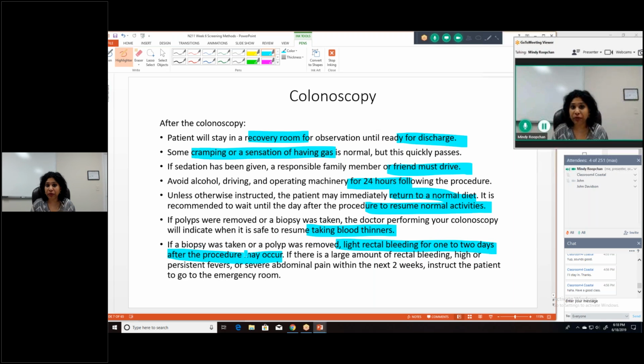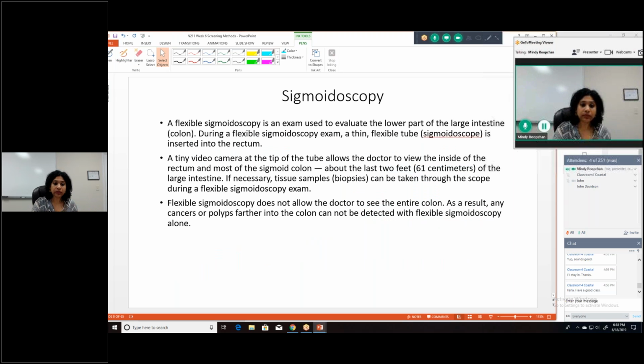If there's a high amount of rectal bleeding or persistent fevers or abdominal pain within the next couple weeks, they have to go to the emergency room. So we're doing all this patient teaching, like I said, before the procedure and after the procedure, you're reminding them so that they know what to look for, what's normal or abnormal following the procedure.